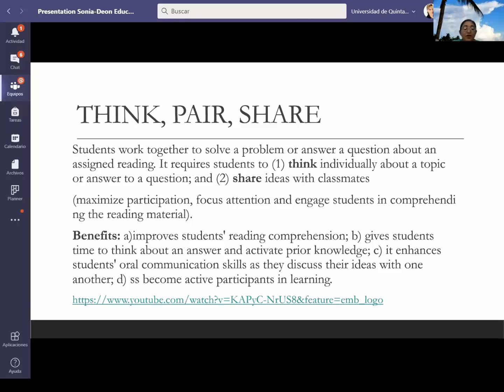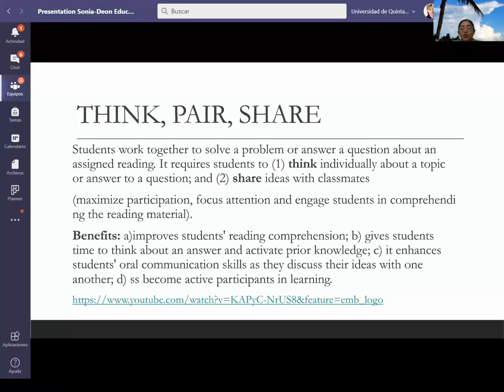And after that, you're going to tell them to form pairs. When they form pairs, they're going to share their idea with their partner, okay? This will allow students to consider what the others are thinking too. What is the idea that the others have? What is their perspective on the issue that you are giving them, okay?